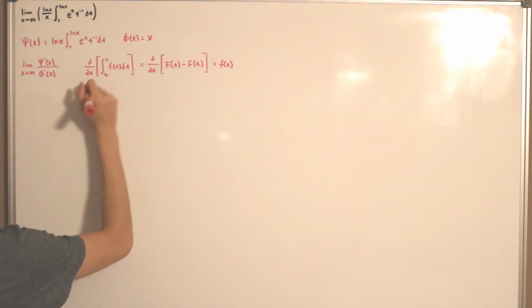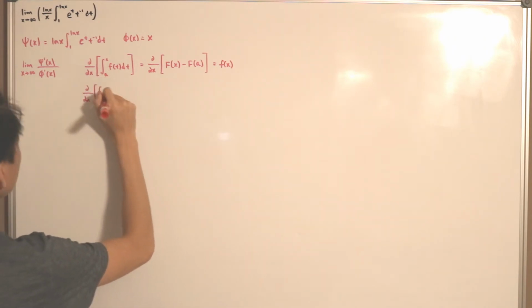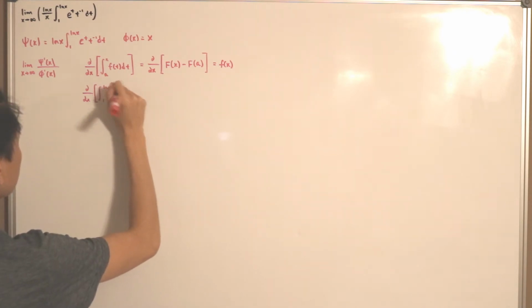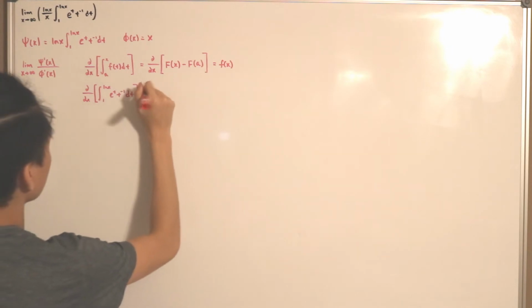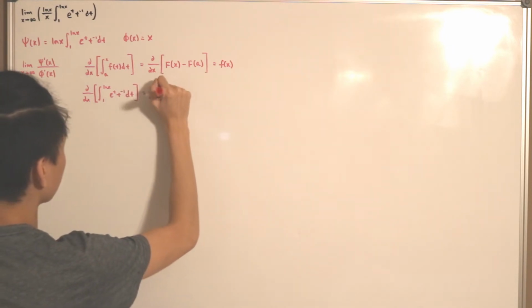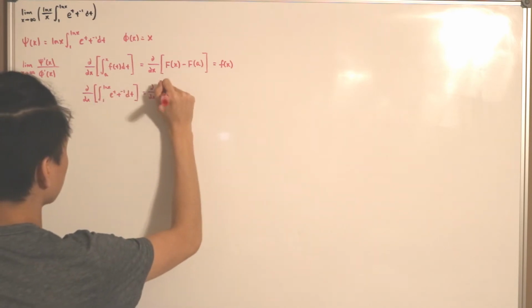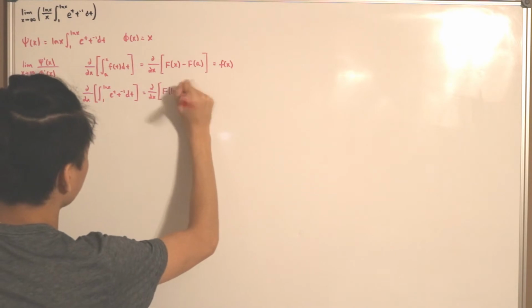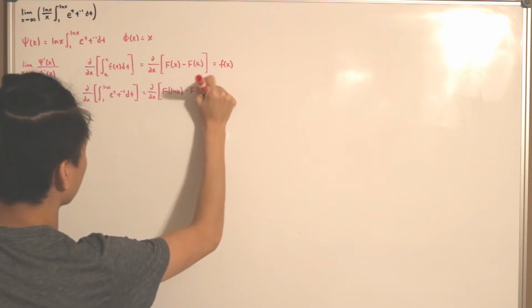So I'm going to fill in the derivative with respect to x of the integral from 1 to ln of x of e to the t times t to the negative 1 dt. To put it simply, this is the antiderivative, which is just capital F of ln x minus capital F of 1. Okay.